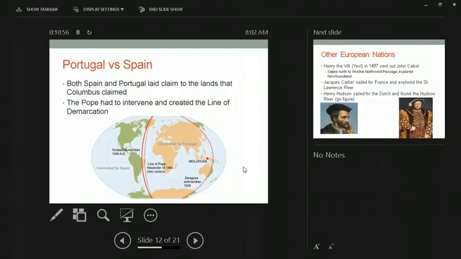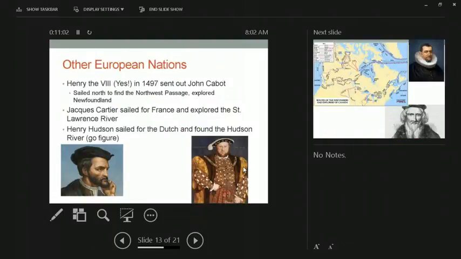And so they are pumped up that they get to go and do this. All right, so it's not just Spain and Portugal who go out and explore the land. We've got England with Henry VIII, which, if you're in my fourth hour, you know how much I love Henry VIII. He sent out this guy named John Cabot who tried to find the Northwest Passage, which I know you guys probably heard about. And he sailed out and actually found Newfoundland, which literally means new found land.